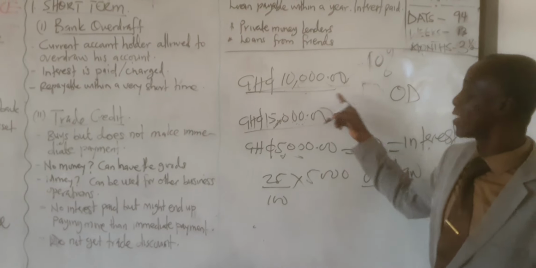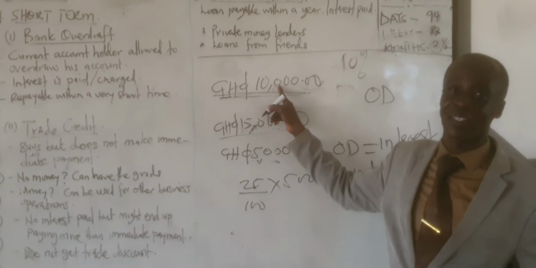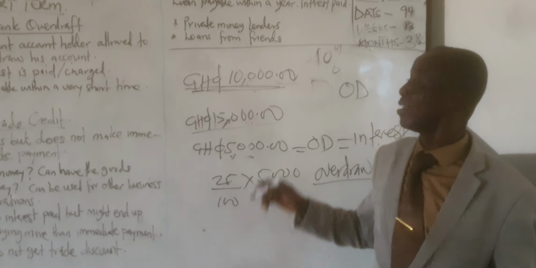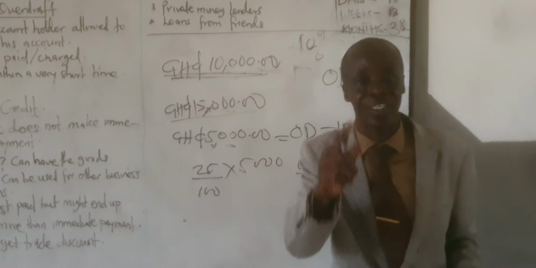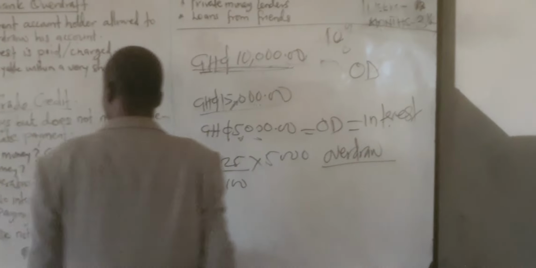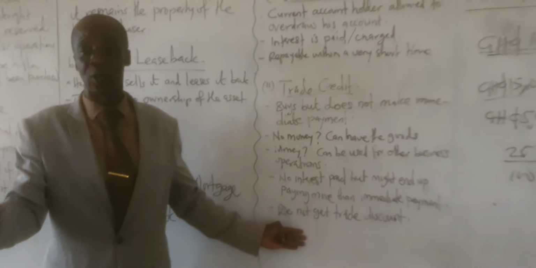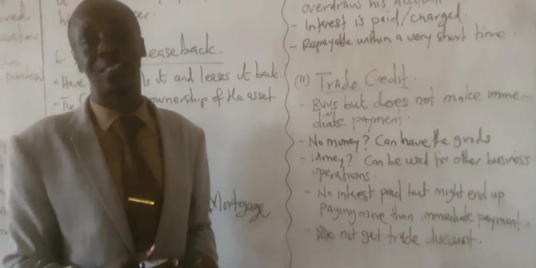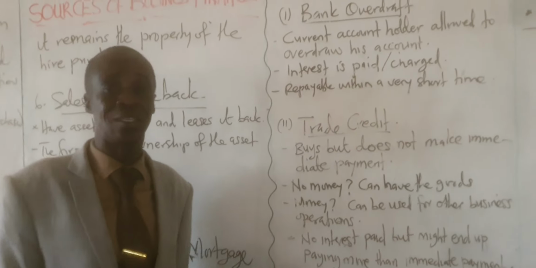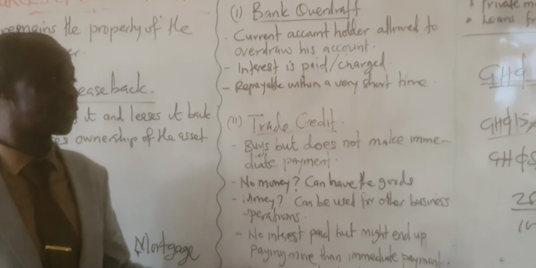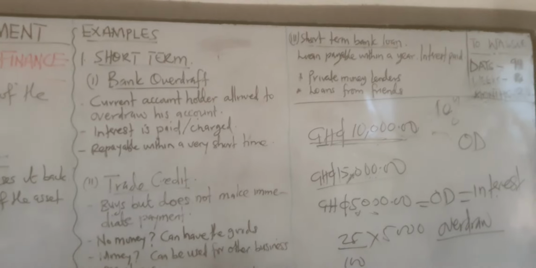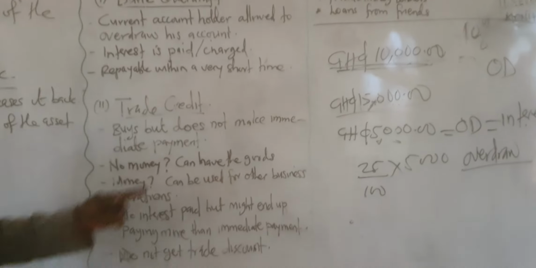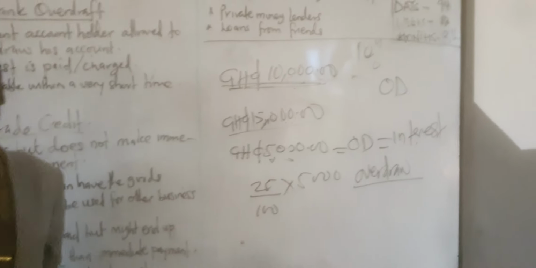So if that is the case, and you bought something worth 10,000 Ghana cedis and made immediate payment, and the person is supposed to give you 10%, that means you are going to get 1,000 Ghana cedis. But if you bought on credit, there is no way you are going to have the trade discount. So that is for the trade credit.